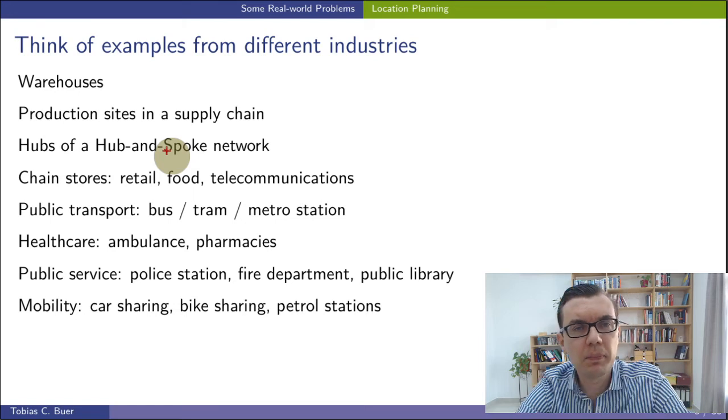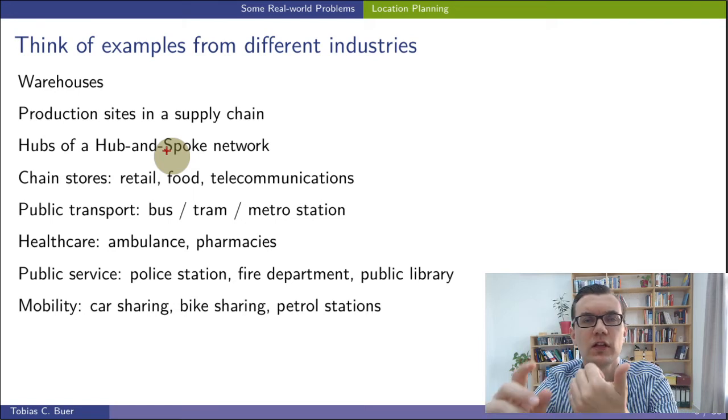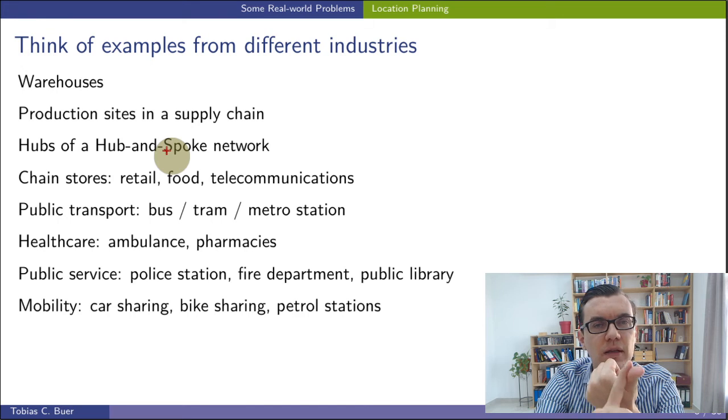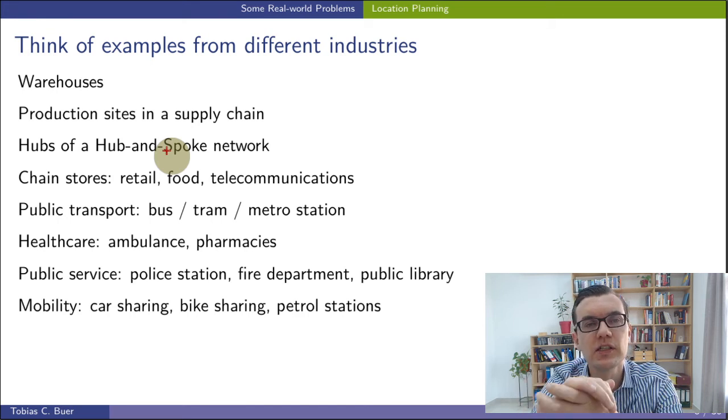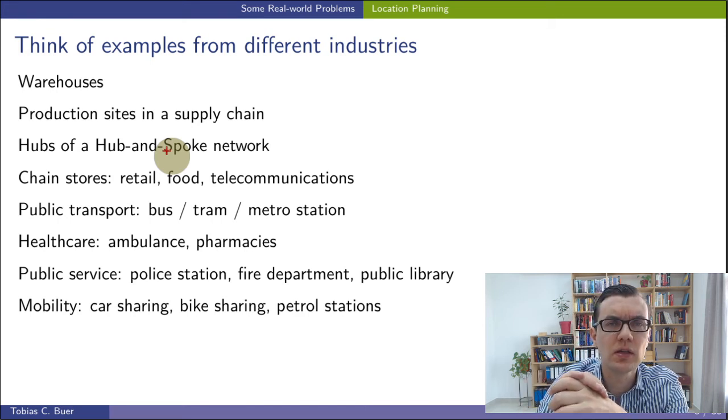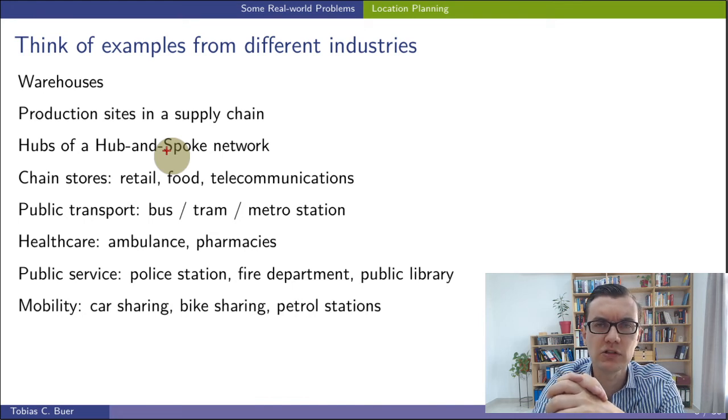When you build a public transport network, for example, like Marcella with a bus network or a tram or metro operation, you need to think about the locations of your stops and the structure of your network.